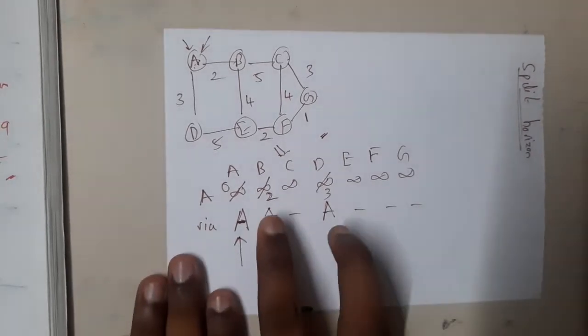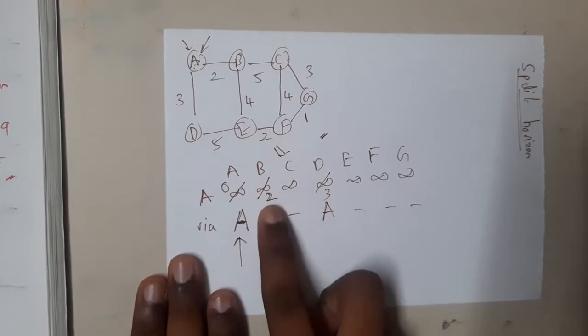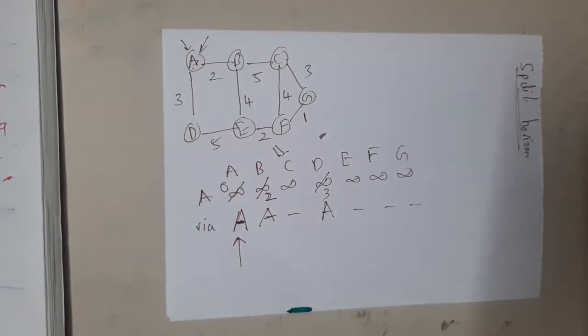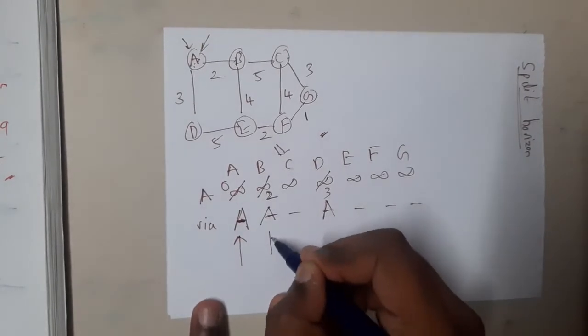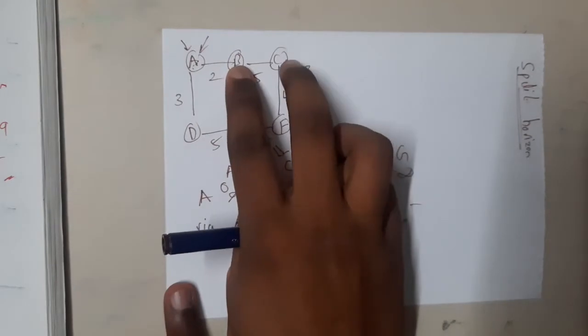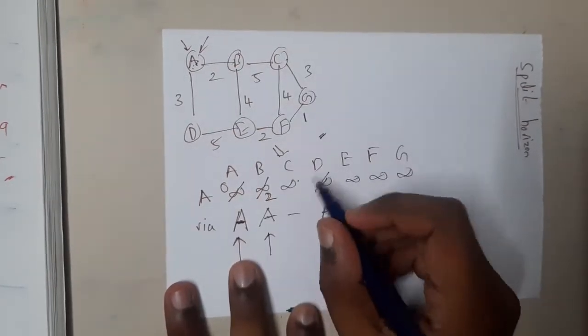Now the rest of the items which are available, among 2, infinity, 3, infinity, infinity, which is the smallest, guys? B is the smallest, right? Yes. So now you will mark B. And from B, where can you go, guys? From B, I can go to C, right? Yes. So I can go to C with the help of B.